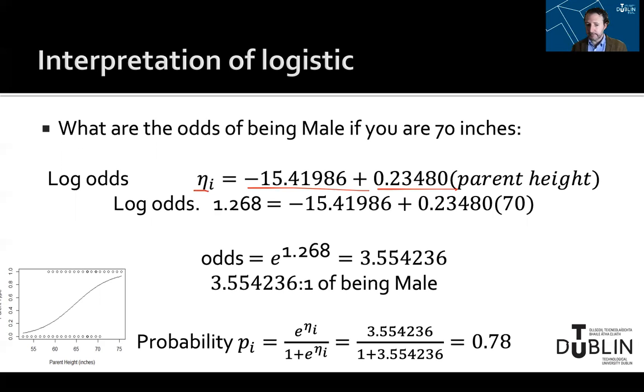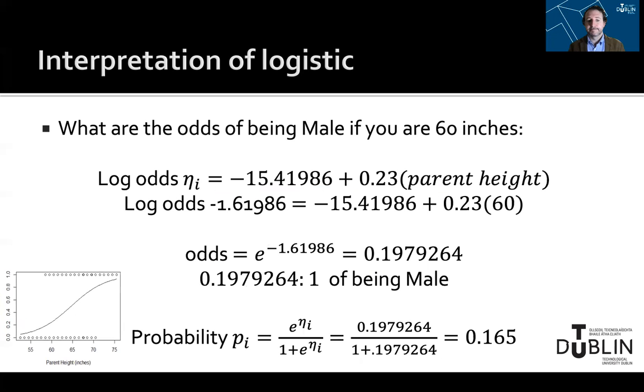Now that has no interpretive value, so we convert that to odds. At 70 inches, you have a 3.5 to 1 odds of being male. So that's a 3.5 to 1 in probabilities. That's about a 78% chance that someone is male if they're 70 inches.